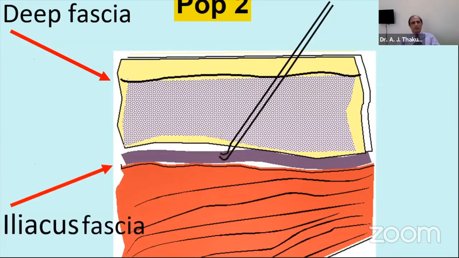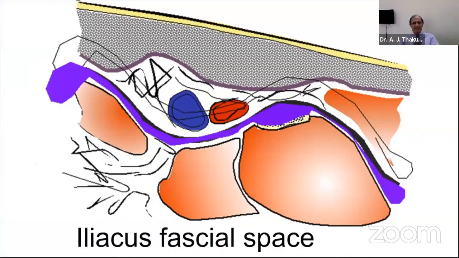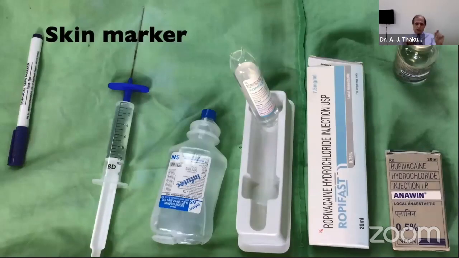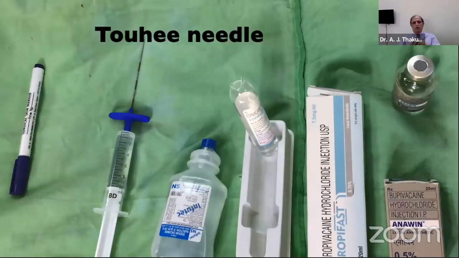These points will become clearer when the actual injection is being shown. This is building up the background for understanding the next video. Here is the preparation. You must have a skin marker. The lines have to be drawn every time you do it. Otherwise, things go wrong.